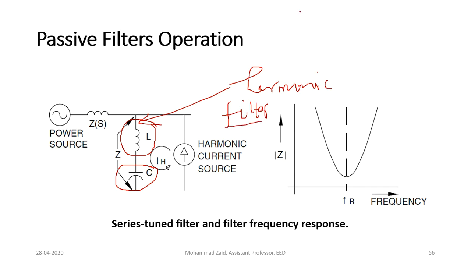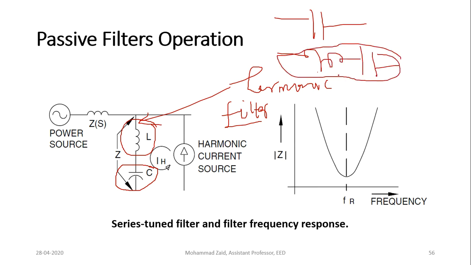That means most of the time your C, which is already available in the system, will be connected with some amount of L and C, so that this branch acts as a harmonic filter. Okay. So what does the principle of operation say? Principle of operation says that any harmonic current which is coming into the system will have a higher frequency component.